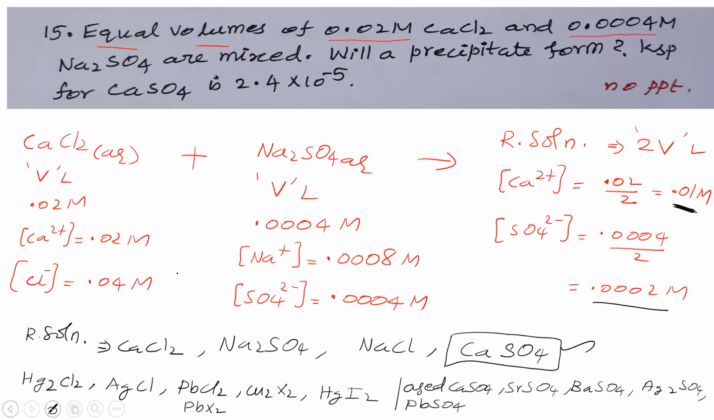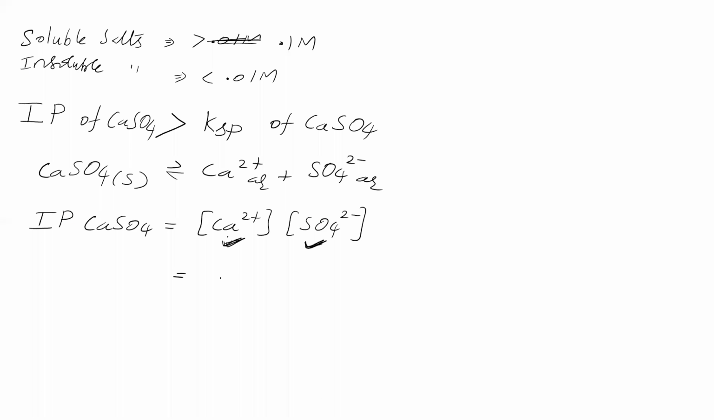The concentration of calcium ion is 10 to the power of minus 2, isn't it? The concentration of sulfate ion is 2 into 10 to the power of minus 4. Multiplying these two, we get the ionic product as 2 into 10 to the power of minus 6. Now let us see the solubility product of calcium sulfate.